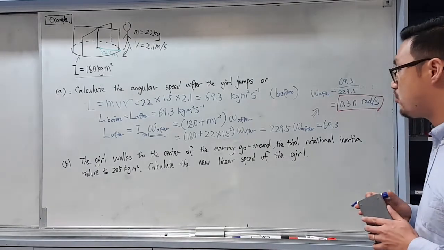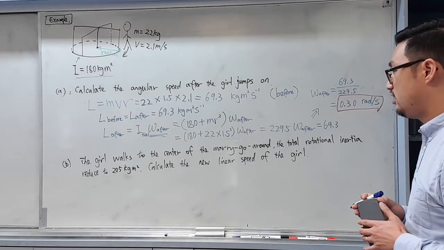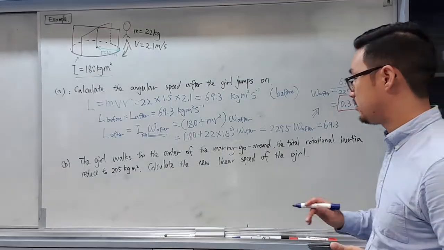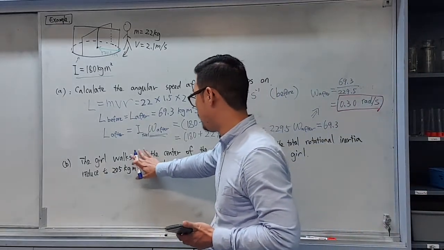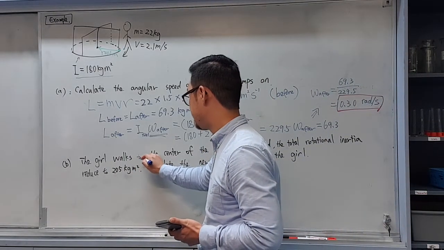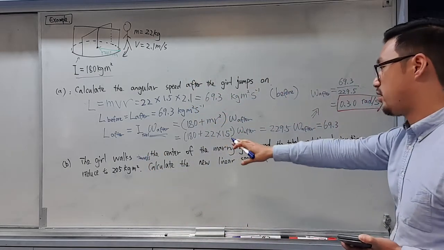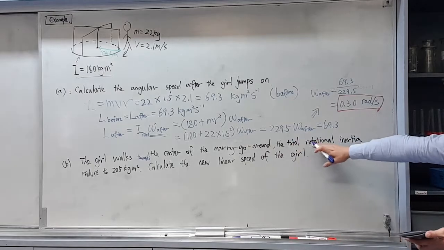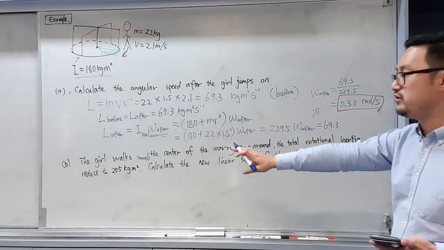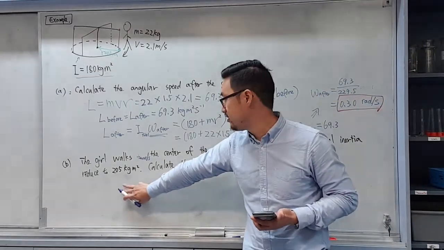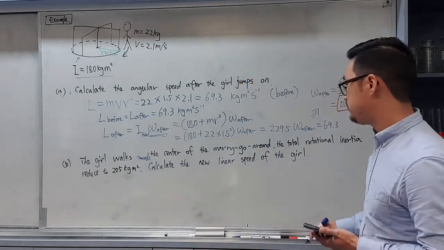The next question: the girl walks to the center of the merry-go-round. I should probably change it to walk towards the center, because we don't know if it's already at the center or not. It's probably not. At the center, the total rotational inertia reduces to 205. Then calculate the new linear speed.